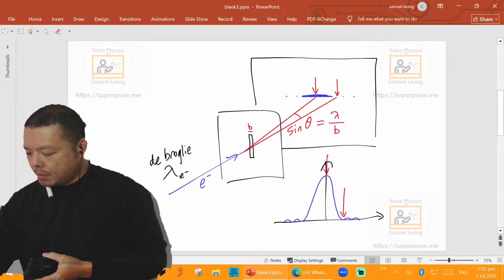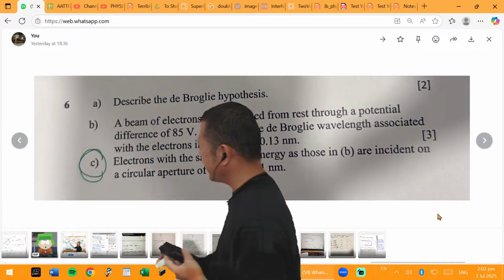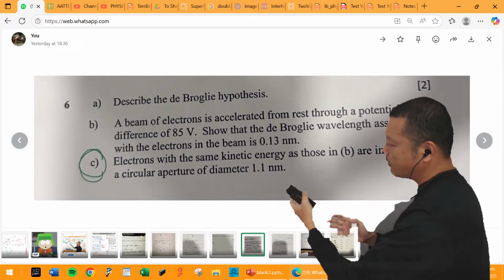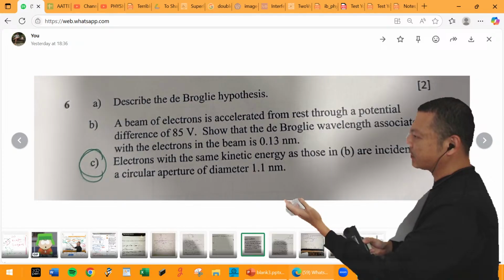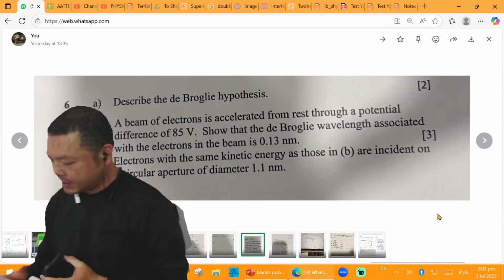All right, but it's not in the question. The question did show you that electrons with the same kinetic energy are incident on a circular aperture of diameter 1.1. I don't know what the actual question itself is, because I don't know what's going on. Like, part C, where's the rest of the question? I don't see the rest of the question.